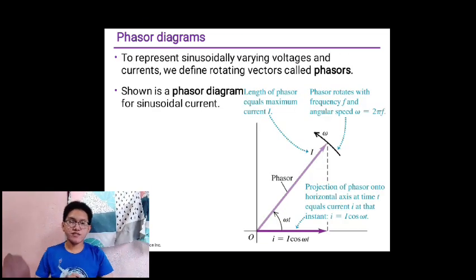So we have here the phasor diagrams. To make AC analysis easier, we use phasors. A phasor is a rotating vector that represents a sinusoidal quantity. The length of the vector corresponds to the amplitude, and its rotation represents the time variation. Phasors allow us to easily compare the phase relationship between the voltage and the current.